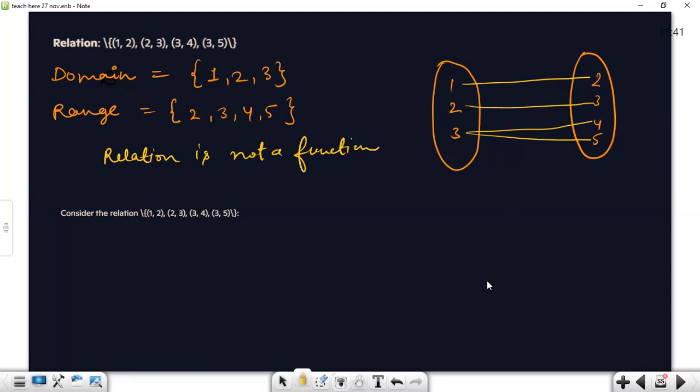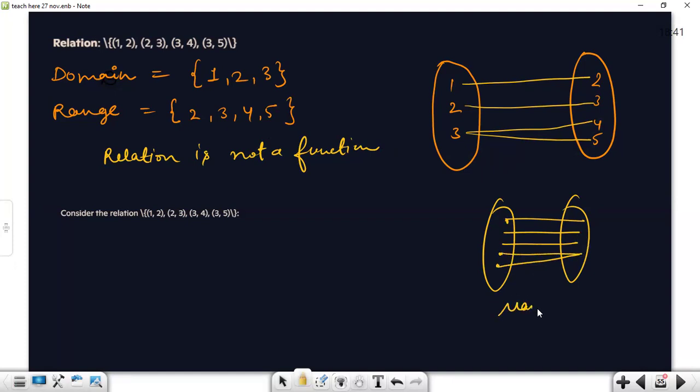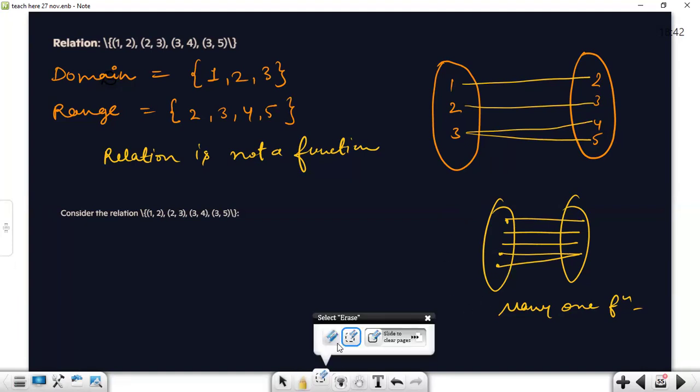And what is acceptable? If every element is mapping, it is acceptable. And also, if two inputs have the same output, this is acceptable. This is known as a many-one function. So for every input, there should not be two outputs. There can be the same output for two inputs. That's a bit confusing, but we will understand it using an analogy that will clear all your doubts.